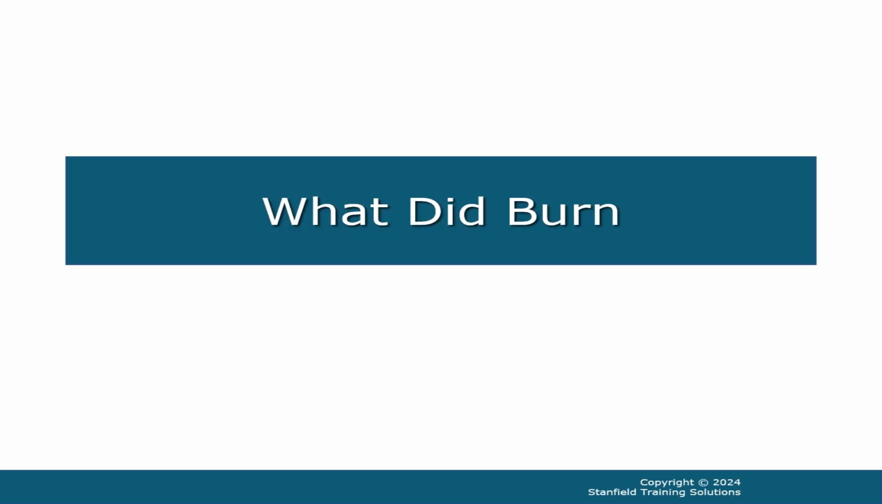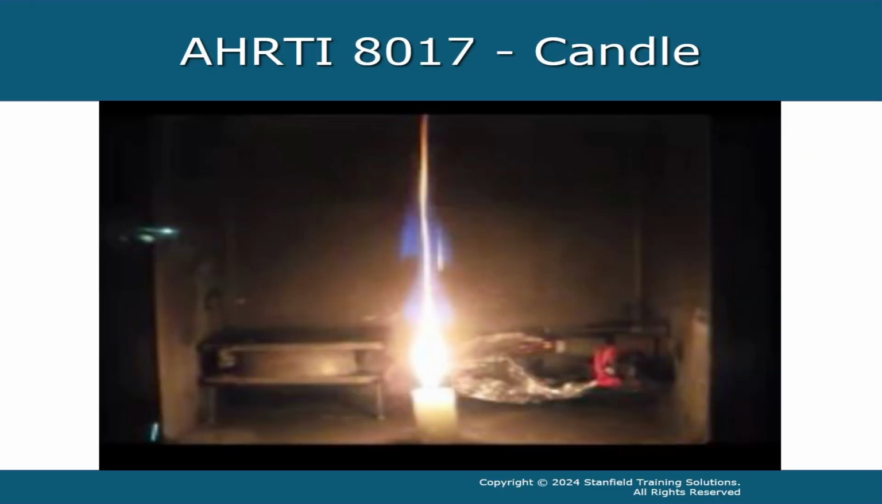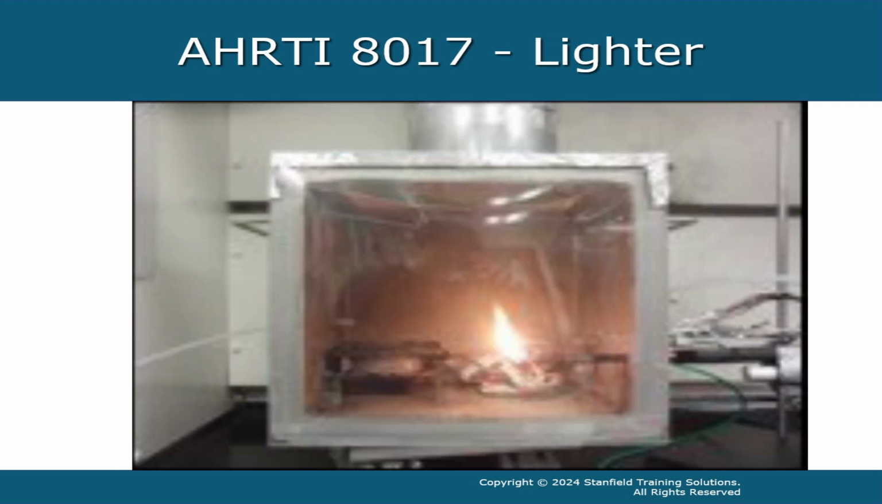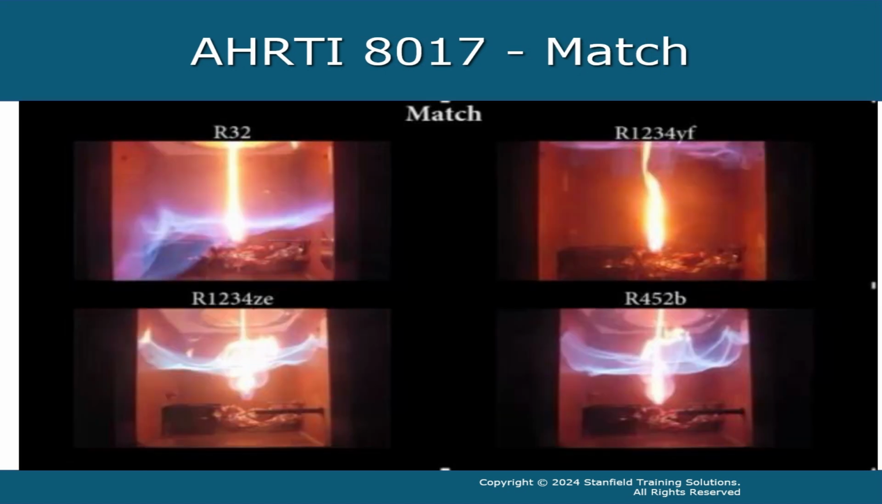So what did burn? Candles burned, but they did not ignite a major combustion incident. Instead, the candle flame just became taller. At first, the butane lighter would not ignite the R32 flammable mixture. Then they increased the percentage of R32 in the mixture, and it did burn somewhat like a candle, as you see here. The household item that caused the most combustion was actually a match.